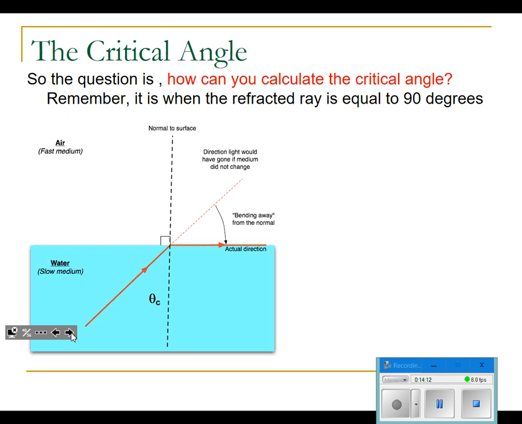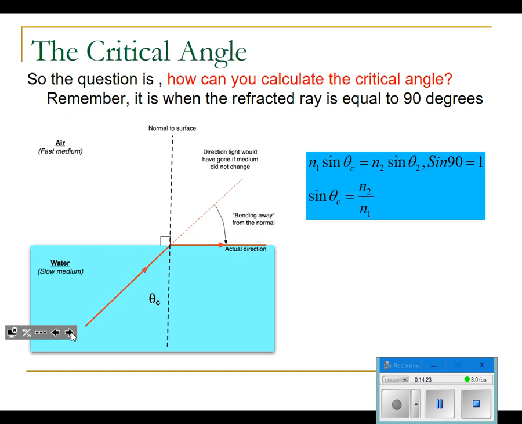So the question is how can we really calculate the critical angle? Well, remember that the refracted ray has to equal 90 degrees. So we can still use Snell's law, but we can make that 90-degree sine just a 1 value. And if we do that right here, because we would substitute it in right there, then we've now got this formula that really is our critical angle. The sine of our critical angle is the ratio of our indices of refraction of our faster medium, or our lower, to our higher. Okay.